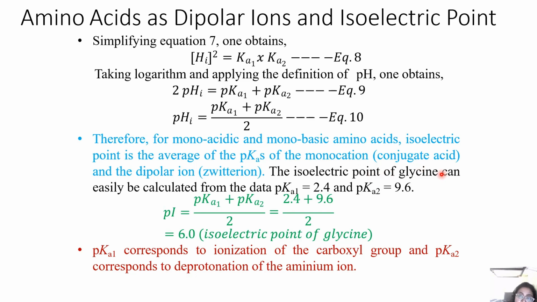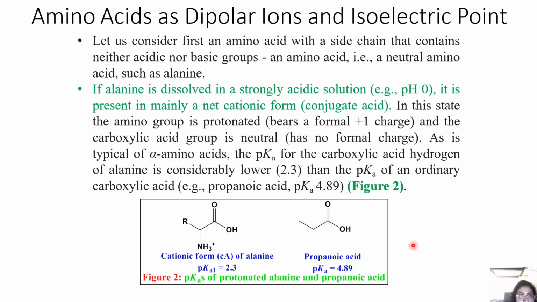The isoelectric point is basically where the net charge is zero, and the isoelectric point of glycine can easily be calculated from the data given. If pKa1 is 2.4 and pKa2 is 9.6, the isoelectric point of glycine will be (2.4 + 9.6)/2 = 6. Here pKa1 corresponds to the ionization of the carboxyl group, and pKa2 corresponds to the deprotonation of the ammonium ion.